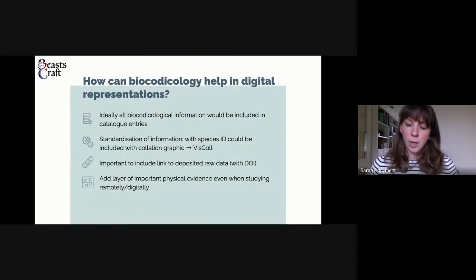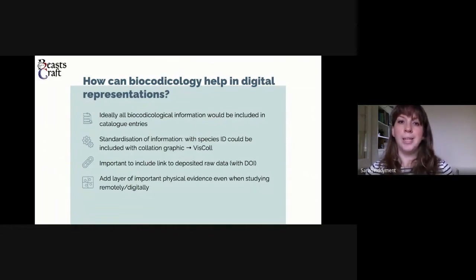The last thing I wanted to touch on briefly was how can biocodicology help in digital representations? Ideally, all biocodicological information that we produce would be included in catalogue entries. That is what we would love to do. For every sample that we get a positive result, we would love to see this included. Of course, this does require a lot of effort and time, we know this, but ideally this could very much help people who are using exclusively digital resources. It gives them another layer of information.